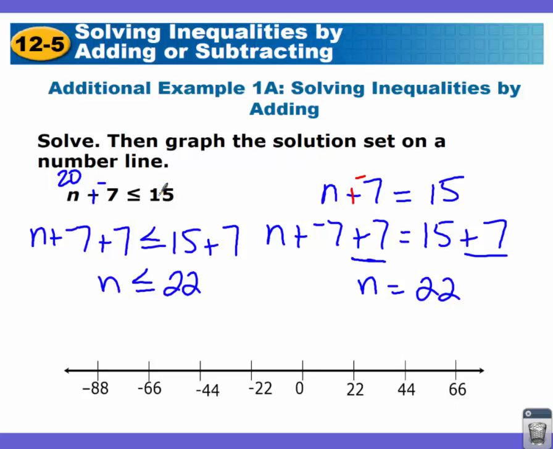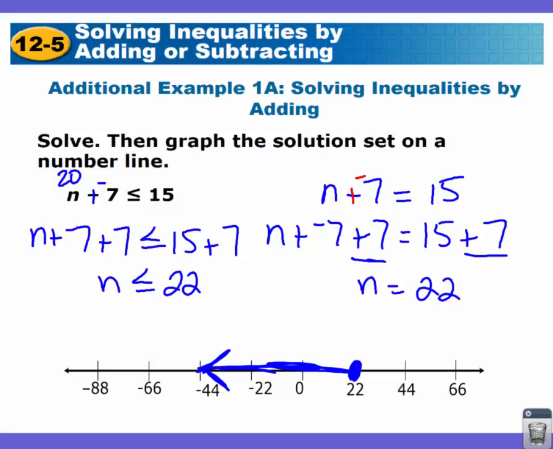Now, for inequalities, we have to do one more step. We've got to graph it. Okay, so we know this right here is going to mean that we're going to have a closed circle on 22. So we'll do a closed circle on 22 because it is less than or equal to 22. The equal part closes it in, and then we need to shade to the left because I need all values that are less than 22 that will make this true.